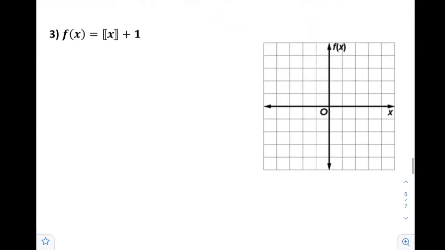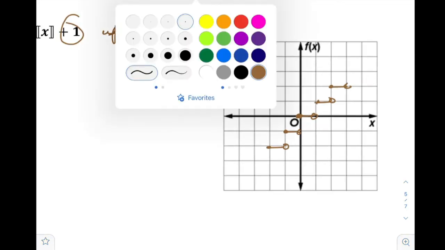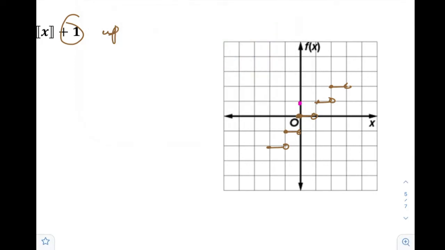Same here. We have 1 added to the greatest integer function. So let's see what will happen. This is the greatest integer function originally. The parent function is here. Everything will be shifted 1 unit up. So we will graph it easily. Now, the new one will be up 1 unit. Everything will be shifted up.